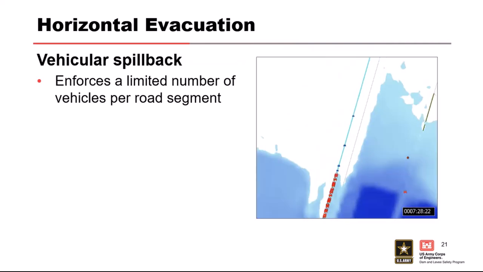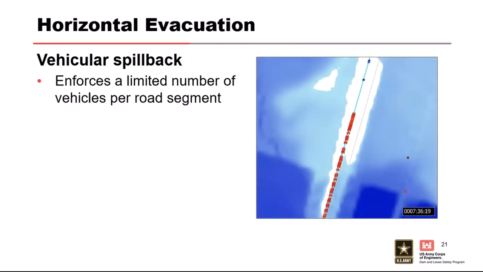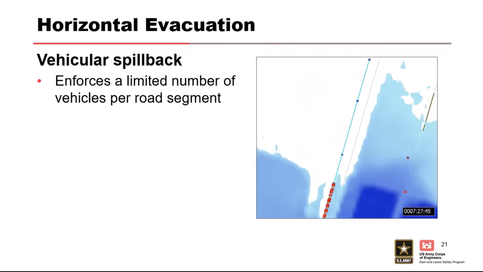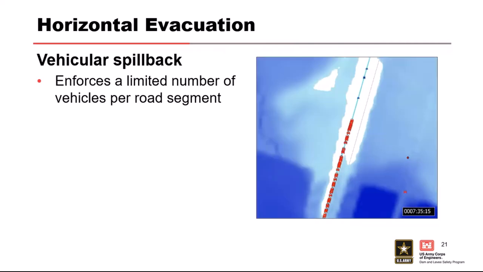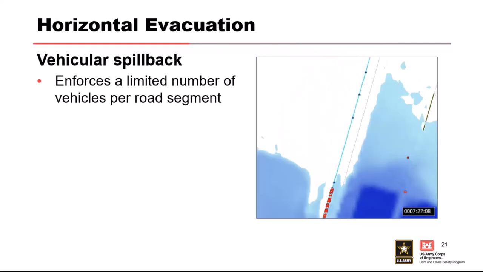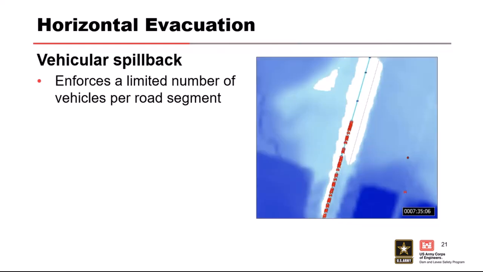So you get more realistic backup of vehicles on the road segment, as you can see. In previous iterations and in another, the only other life loss simulation model that I know of, it just bounds all the vehicles up on a single point. And so you have unrealistic life loss occurring on road segments that get flooded because there's an unrealistic number of vehicles on it. The spillback option makes that so it's not an issue anymore.